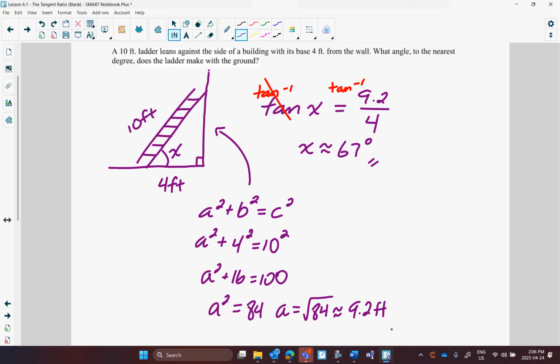Which is an extremely unsafe angle. I think anything past 60 is considered unsafe. Otherwise, it's just going to fall over.